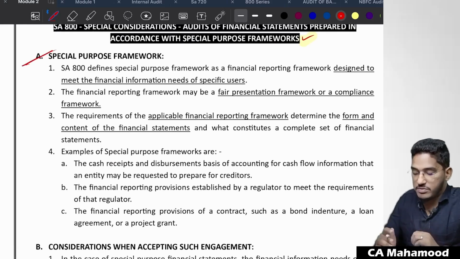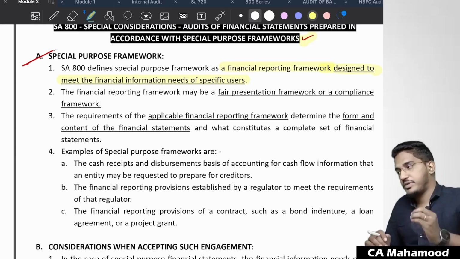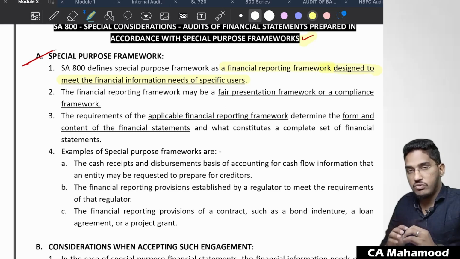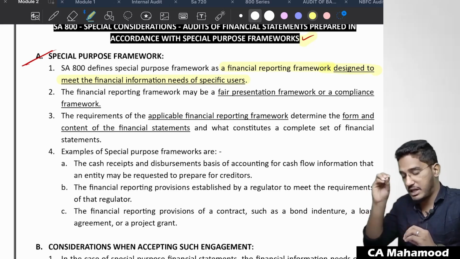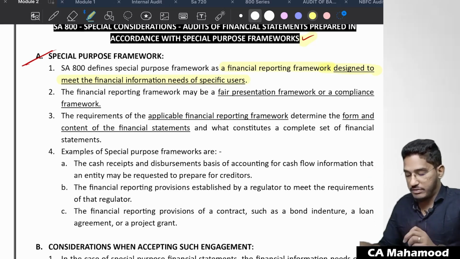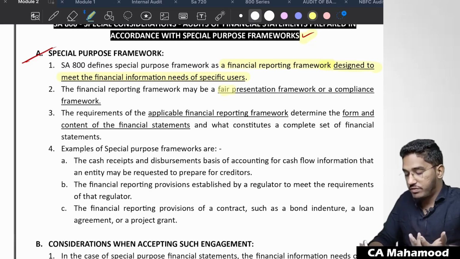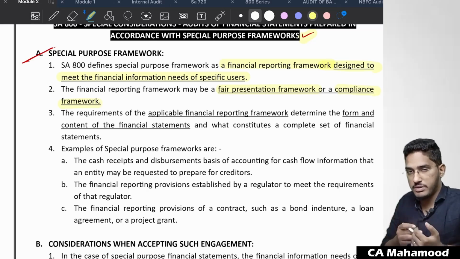First they are defining what is a special purpose framework. SA 800 defines special purpose framework as a financial reporting framework which is designed to meet financial information needs of specific users. Framework means a set of rules and regulations. If a set of rules and regulations are devised in such a way that they are going to fulfill the financial information needs of specific users, not all the users, that we call a special purpose framework. Now, the financial reporting framework will be further divided into fair presentation framework or a compliance framework. Just now, as I've told, there is one more categorization of the frameworks on the basis of presentation. It could be fair presentation framework or it could be compliance framework.